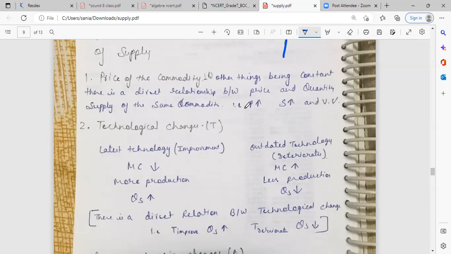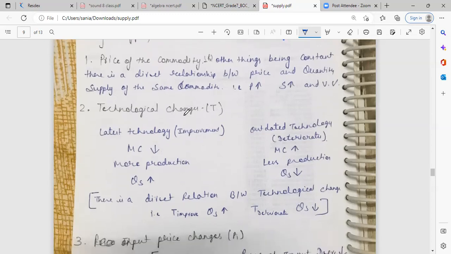That means if price increases, supply must also increase, and VV means vice versa. If price falls, supply will also fall. Now coming to the second factor, which is technological change.